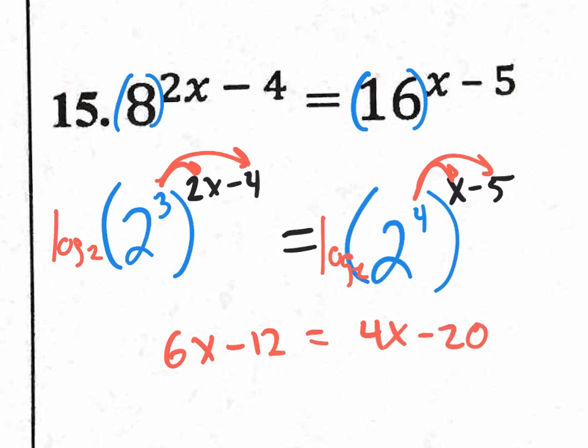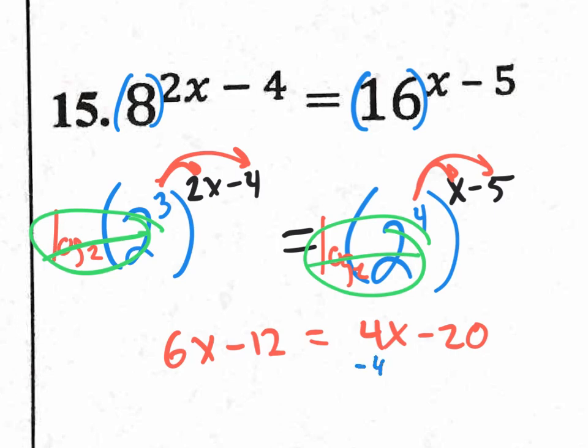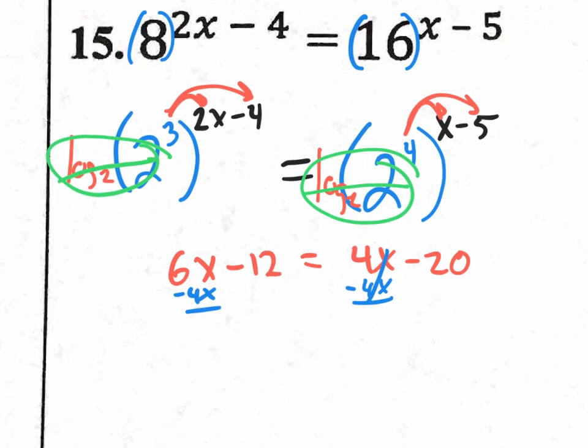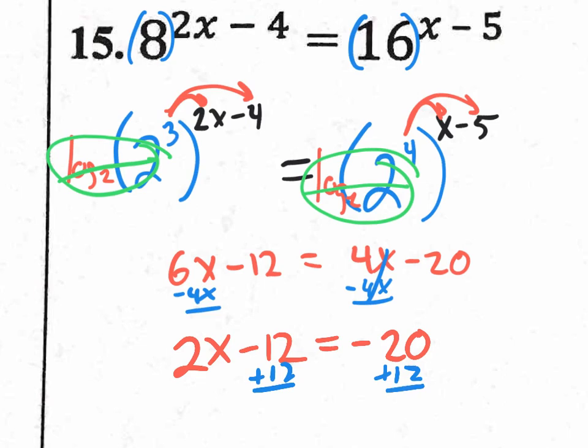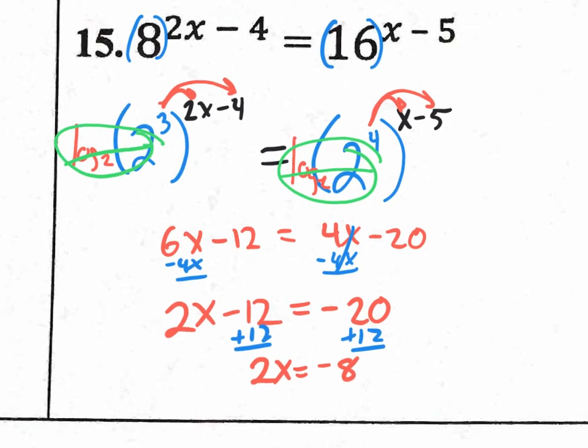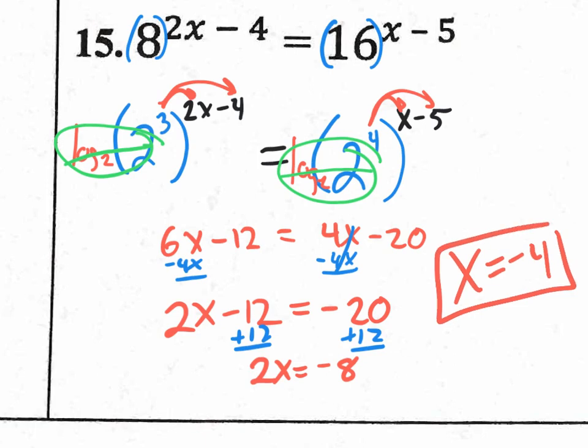And the reason why I just wrote down this as my equation is because we know that log base 2 of 2 eliminates, and we know that log base 2 of 2 eliminates. So here's my new simple algebra 1 equation that I need to solve. So solving this, I want to subtract 4x, subtract 4x. I have a new equation that reads 2x minus 12 equals negative 20. And then we add 12, we end up with 2x equaling negative 8. So my final answer will be what? X equals negative 4. Thank you.